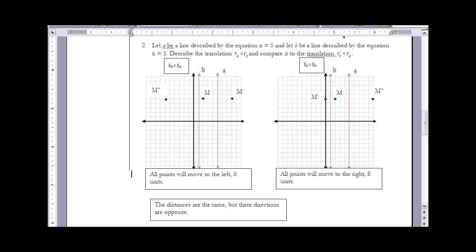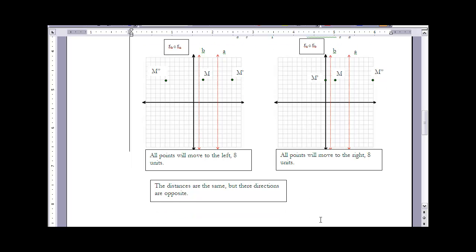Okay? And then if I look at the reflection over A following the reflection over B, it also moves 8 units, but it's going to move to the left because I'm going from the first line towards the second line, so I should be going in this direction horizontally. Okay? Now, then it says compare the translations. Well, the translations have the same distance, however their directions would be opposites of each other.